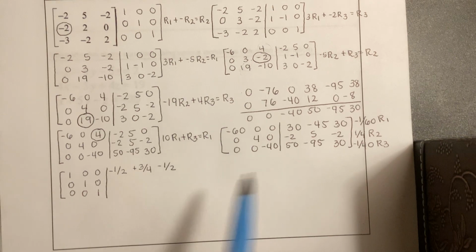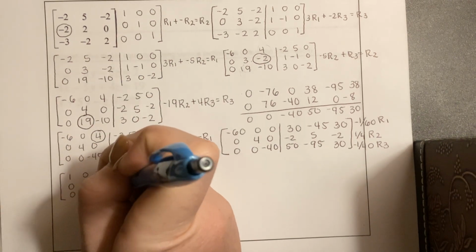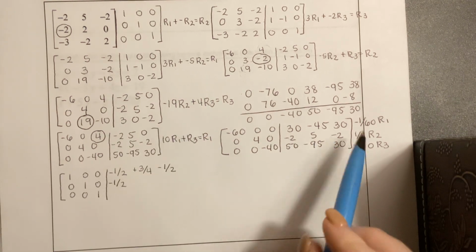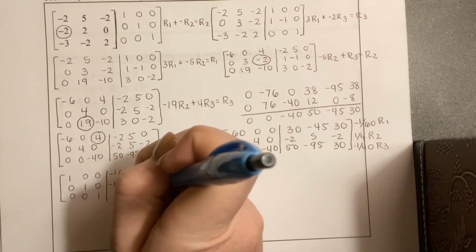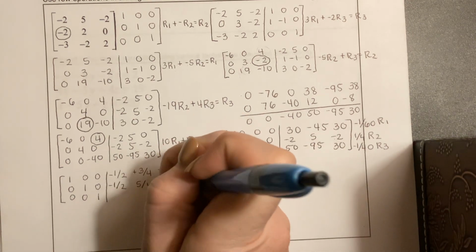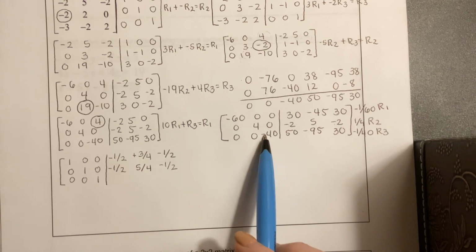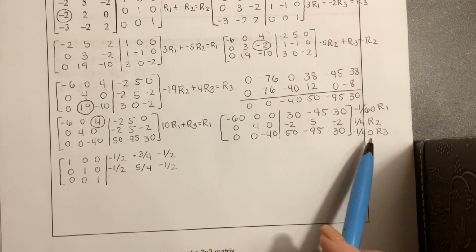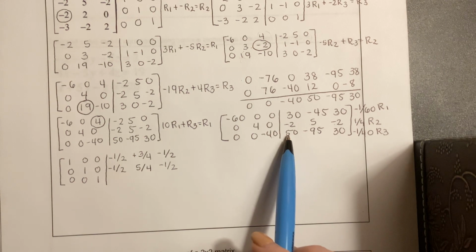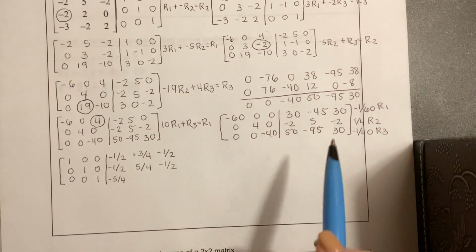This, again, zeroed out. Negative 2 times a fourth is negative 1/2. 5 times a fourth is 5/4. Negative 2 times a fourth is, again, negative 1/2. And then the last row, so again, this would become 1. So negative 1 over 40 times 50 is going to give us negative 5 over 4.